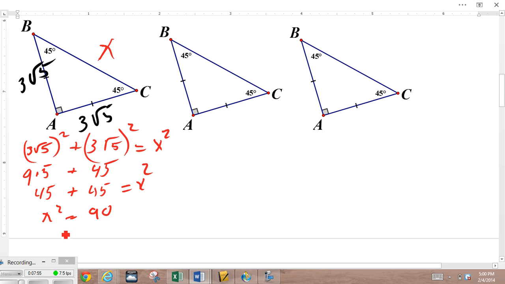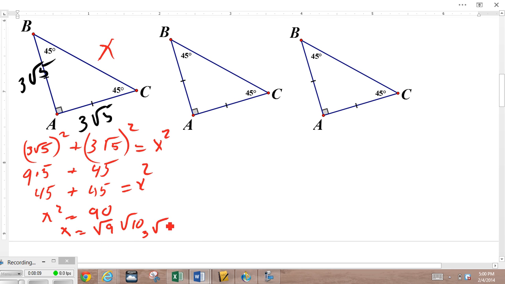but 90 needs to be broken down. X needs to be broken down as root of 9 times the root of 10, which becomes what? 3 the root of 10. But guess what? 3 the root of 10 is 3 the root of 5 times the root of 2, which is exactly what we thought it would be. Just take the side and multiply it by the square root of 2, and lo and behold, that gives you the hypotenuse.